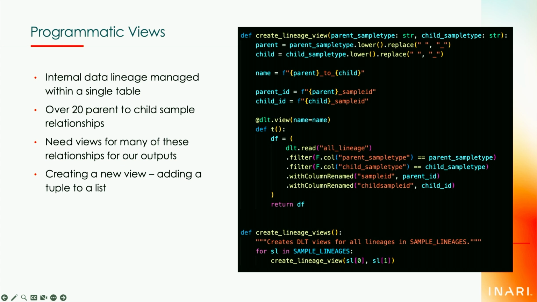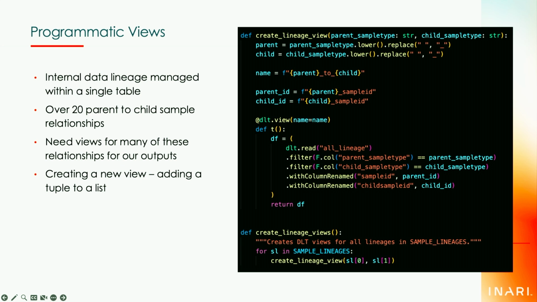But to do that, we need to take a sample from the plant. So we take a little hole punch of one of the leaves of the plant, and that's a plant sample. That's recorded in the database, and there's data associated with that. Once it goes through the sequencing, we have our DNA results, and then again, that is tracked in the database, with data associated with that. So we have over 20 of these parent-to-child sample relationships in our database, and we really needed these for our outputs. But all of this is tracked in a single table within limbs.